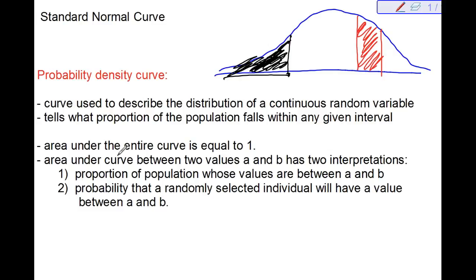And the area under a curve between two values, a and b, has a couple of different interpretations. So let's just say that this is a and this is b. So the proportion of the population whose values are between a and b, or the probability that a randomly selected individual will have a value between a and b. These are the two interpretations that we can look at when we're talking about the probability density curve.